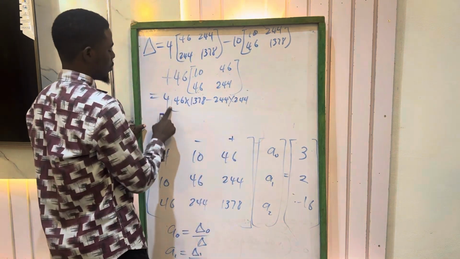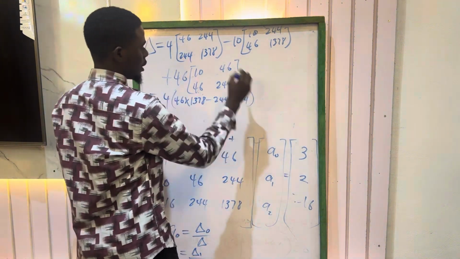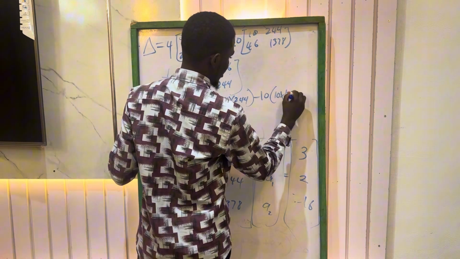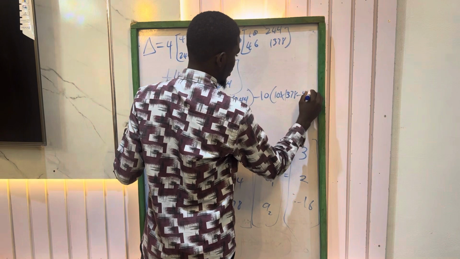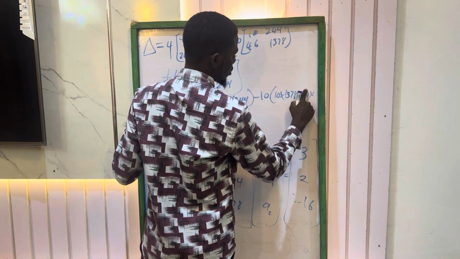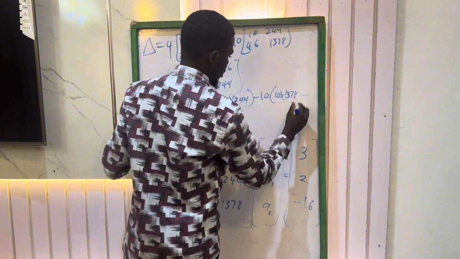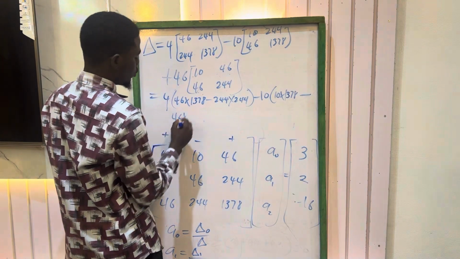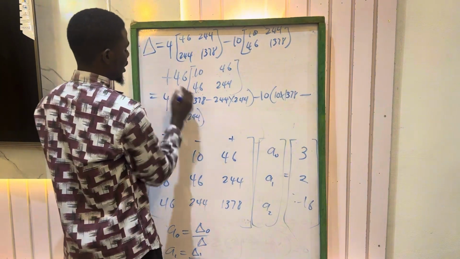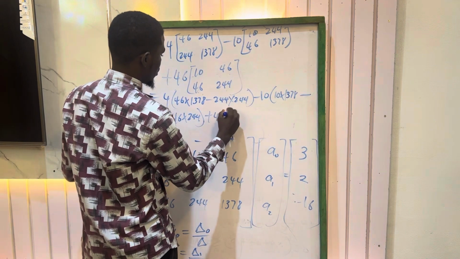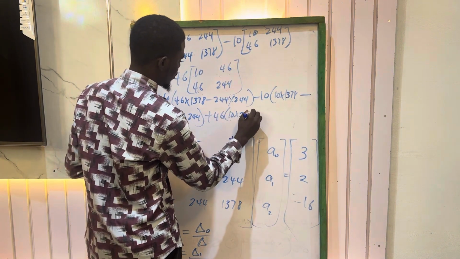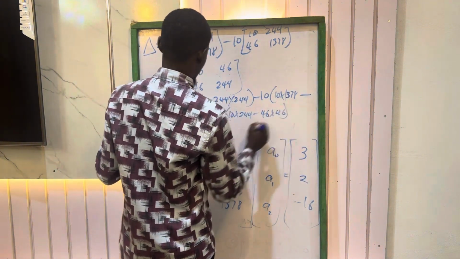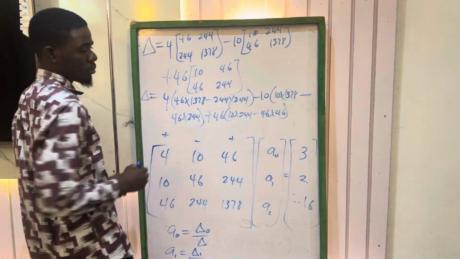So without this, it is going to give us the answer for this. Then minus 10 into bracket 10 times 3, 1378, then minus 46 times 244. Then the last term is plus 46, the bracket 10 times 244, then minus 46 squared, 46 times 46. So this is going to give us our determinant.